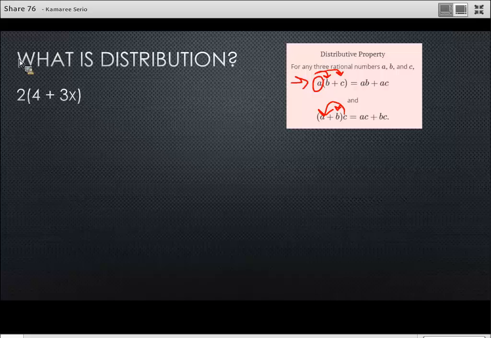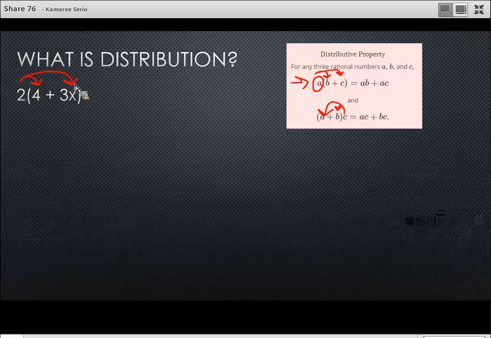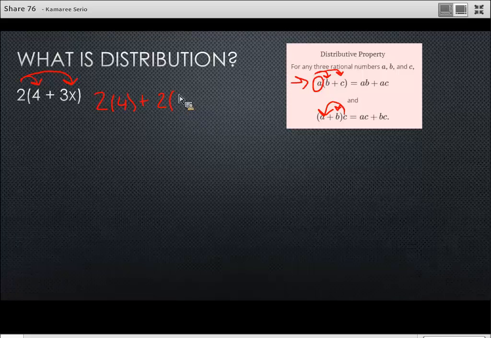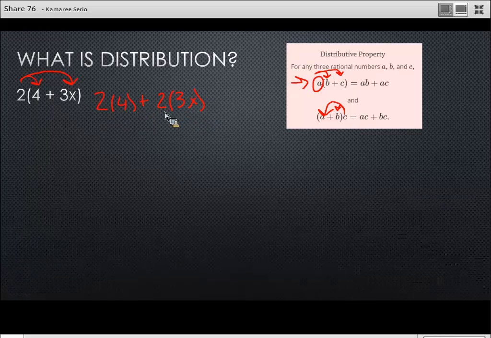So here's an example, okay? I'm going to take this 2 and distribute it to everything inside. Okay, so I'd have 2 times 4 plus 2 times 3x. Now this is where it's a little bit different from last time because now we have variables, right? I have this x that's attached to it. The only way it changes this problem is that you just now have an x. You still solve this the same way you would before.